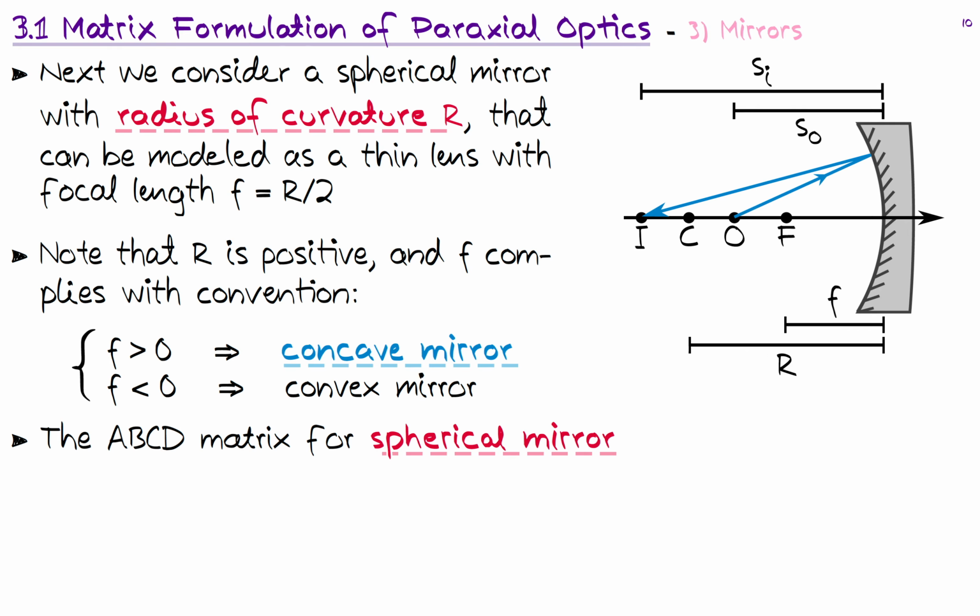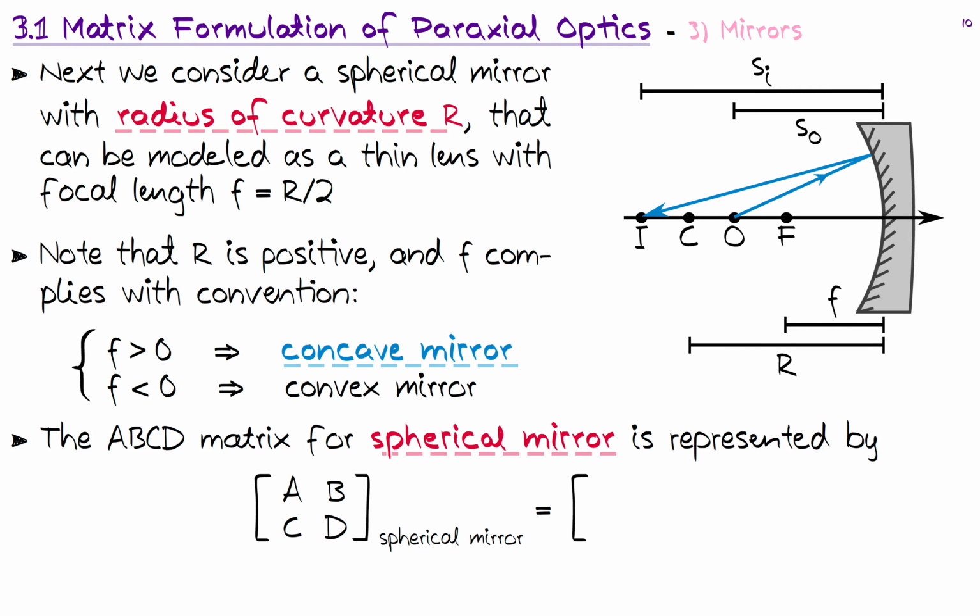The ABCD matrix for a spherical mirror is basically represented in a way that we just take the ABCD matrix of a thin lens, and here we plug in this condition for F. So that's basically the thin lens ABCD matrix, but now we replace the focal length of a thin lens with the focal length of a mirror. So that's how things go.